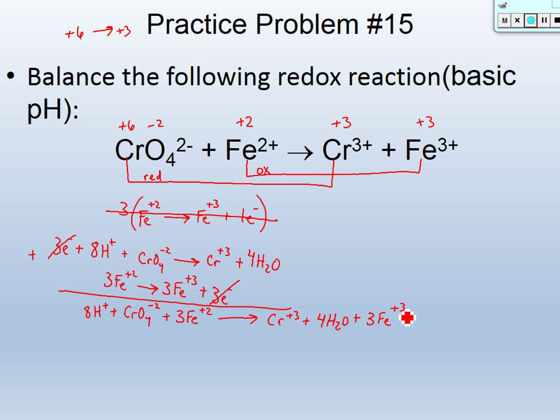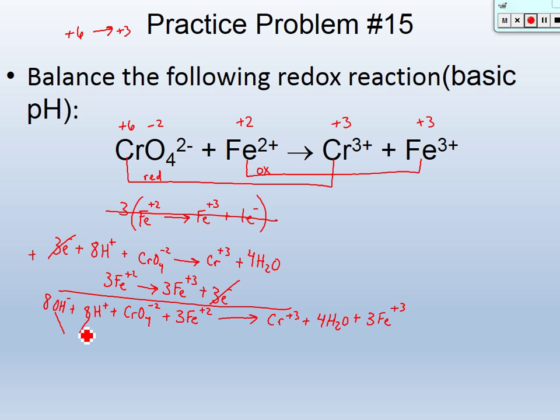Now this is where balancing them in basic solution is a little different because it's got one more step. It says on step 7, add hydroxide to any H plus to form water. Where's our H plus at, guys? It's right here. So I'm going to add the hydroxides right here. How many hydroxides will I need in order to make water? 8. I need 8 of them.